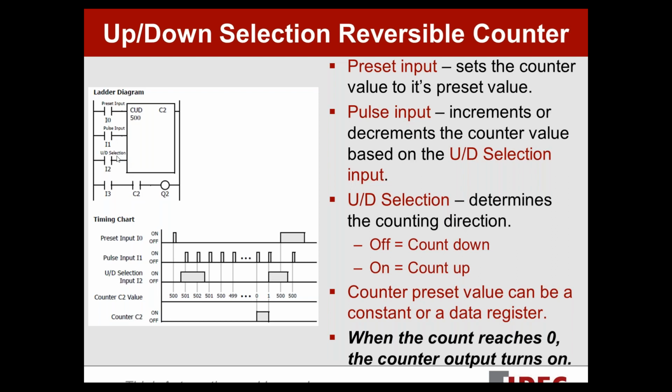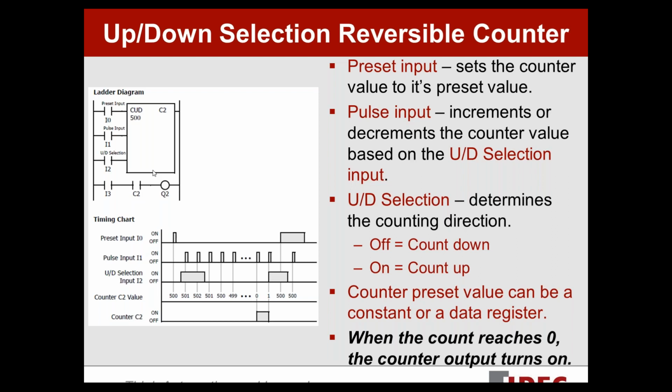Whenever the up-down selection input is off, you're going to be counting down. Whenever that input is on, you're going to be counting up. So in this example, we've only got 1 pulse input that we're looking at to either increment or decrement the count, and we're doing that based on this up-down selection input down below, input 2. All right, let's take a look at our timing chart.